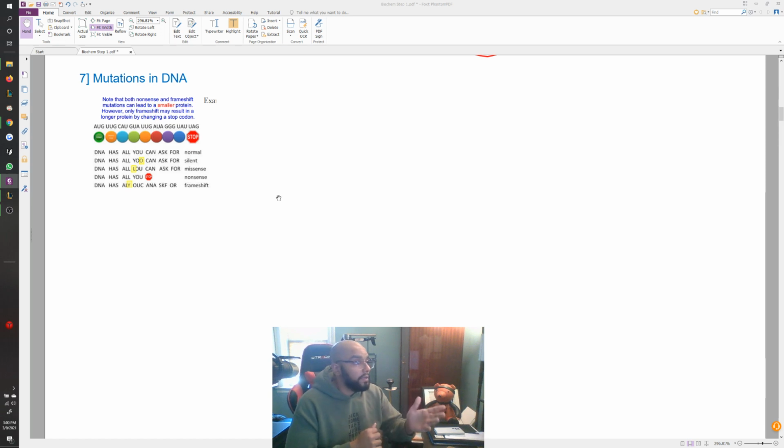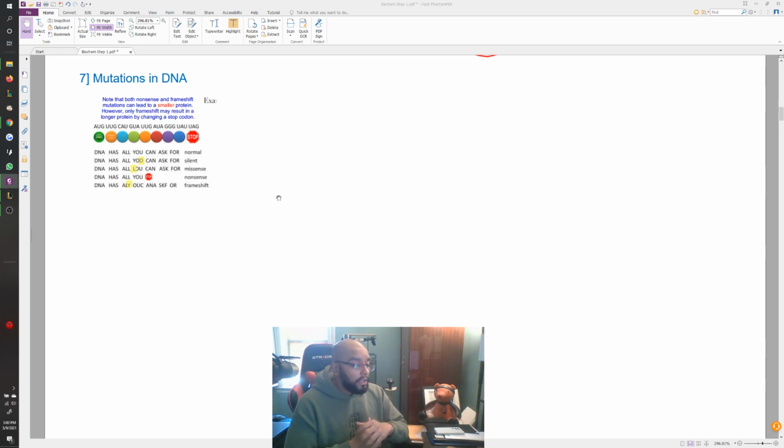A nonsense mutation, as you can see in the image right there, DNA has all U. See, the point of the mutation is at the word can, and then that's it. So that mutation itself is actually the insertion of a stop codon, UAG, UAA, or UGA, which you have to memorize. And once the stop codon gets inserted, you can already tell that the new protein you're going to make is going to be significantly smaller than what you were supposed to make, right?